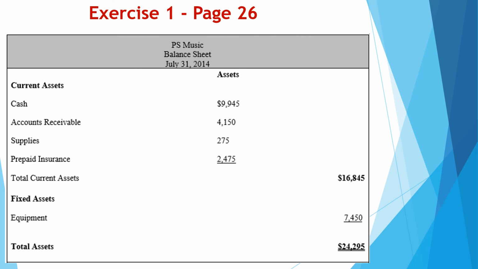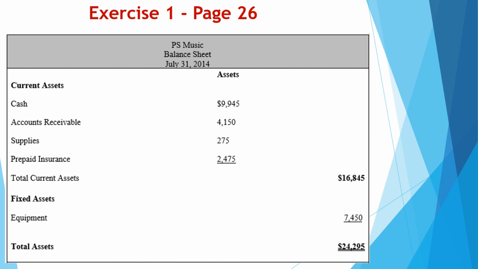Then after the current assets in this exercise, we have fixed assets. We have the equipment as a fixed asset. So we list equipment and we list the amount of the equipment on the other side. And now to find the total assets amount, we have to add the amount of total current assets to the amount of equipment.